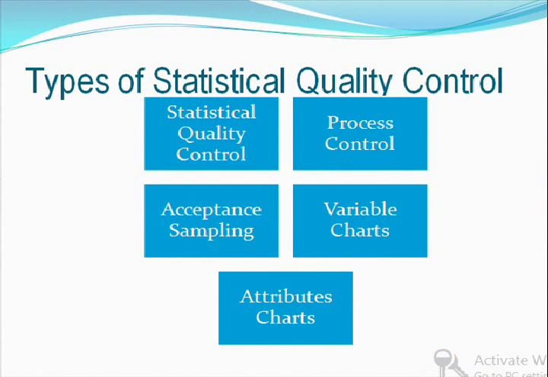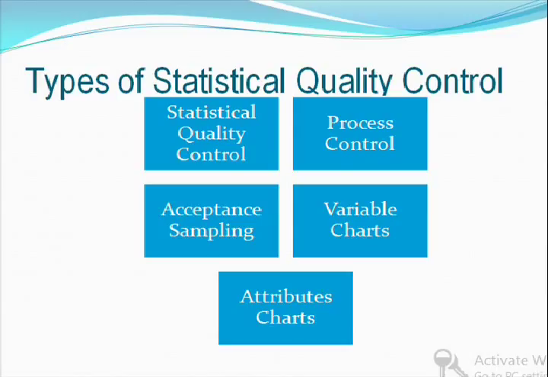Types of statistical quality control. Statistical quality control is the application of statistical techniques to measure and evaluate the quality of a product, service, or process. Process control is the application of statistical techniques to determine whether a process is functioning as desired. Acceptance sampling is the application of statistical techniques to determine whether a population of items should be accepted or rejected based on inspection of a sample of those items.